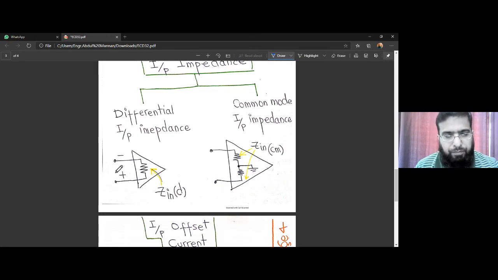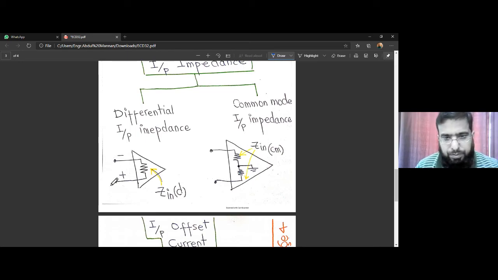look at the whole resistance between these two, this is Z in. And if we apply common mode, it means we apply the same input to both terminals, the same input voltage to this input and to this input, so the resistance that this input sees with respect to ground is Z in CM. CM stands for common mode, and the input seen at this input terminal to the ground is also Z in CM.